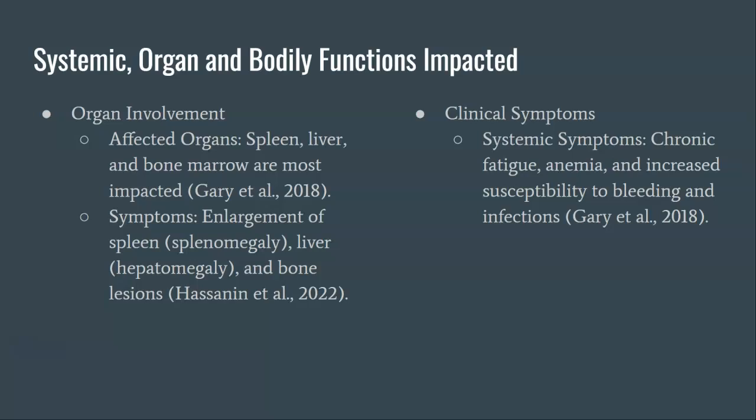There are several organs involved in Gaucher disease. The most impacted, however, are the spleen, the liver, and bone marrow. Symptoms tend to manifest as splenomegaly, which is the enlargement of the spleen, hepatomegaly, which is the enlargement of the liver, and bone lesions. Other clinical symptoms include fatigue, anemia, and an increased susceptibility to bleeding and infections.